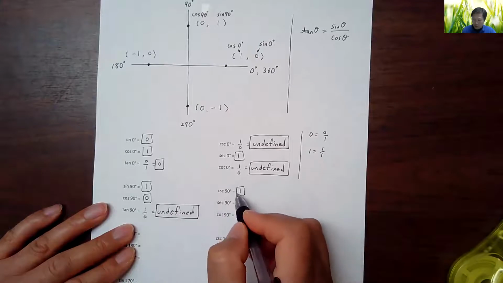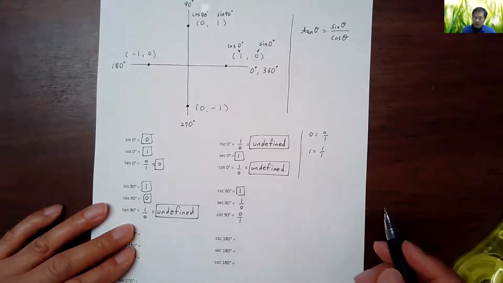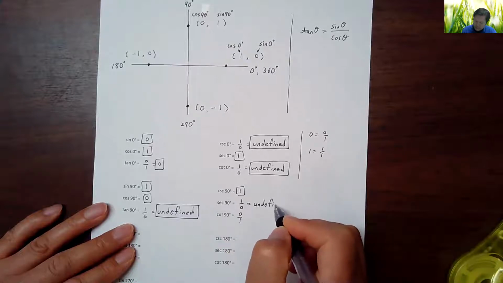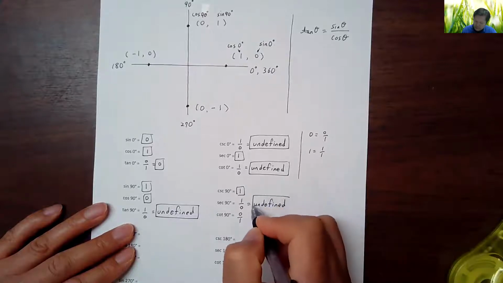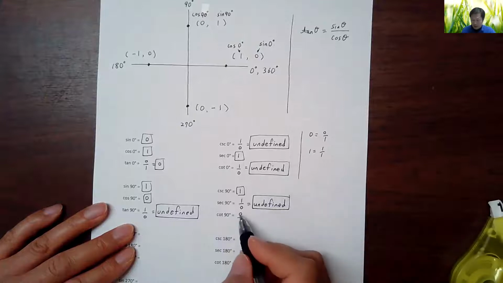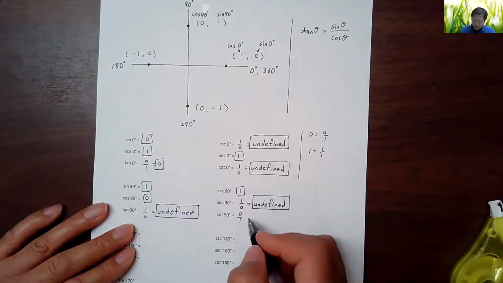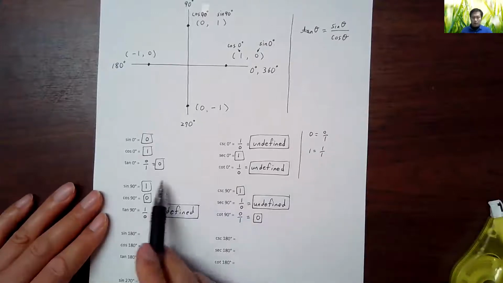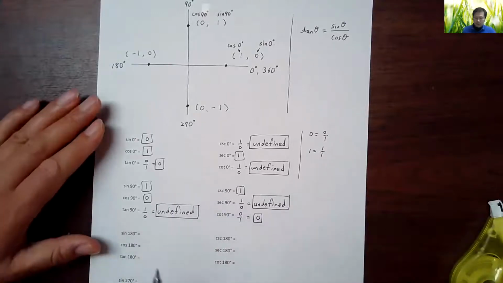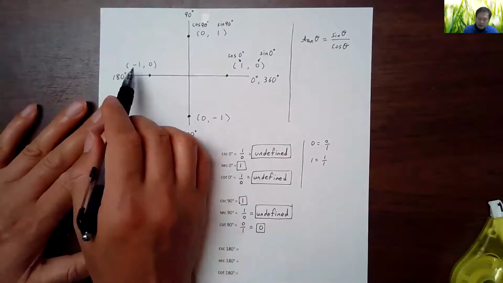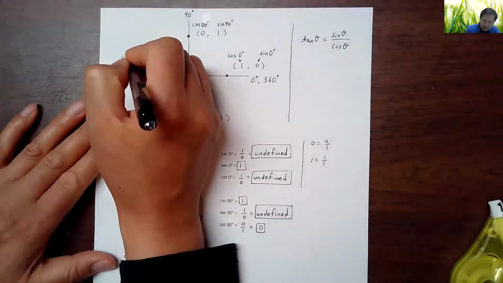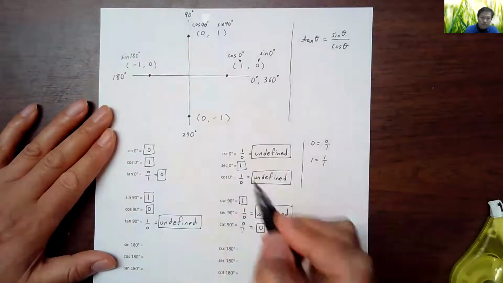One is 1. 1 over 0, denominator cannot be 0, undefined. Zero over 1, numerator 0 is 0. So we took care of all 90 degree. 180 degree, minus 1, 0. So x is sine value, sine 180 degree.